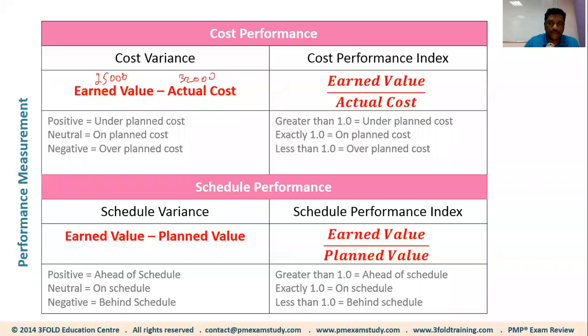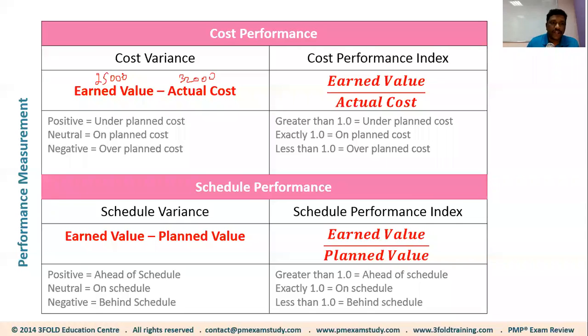Even without applying the formula, we know the performance is poor, right? By looking at our data, we completed 2.5 sides of the compound wall, for which we should have spent only 25,000, but we ended up spending 32,000, isn't it? Which means the performance is poor. And keep it in mind, whenever the performance is poor, as in this case, the variance should always come negative.